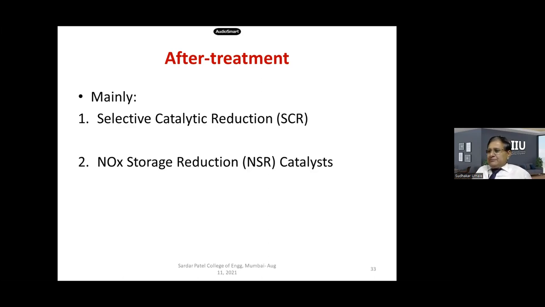Second, after treatment devices for diesel engines are divided into two groups. One is diesel catalyst, second is DPF. Diesel engine catalyst is again divided into two groups. One is oxidation catalyst, second is lean deNOx catalyst. Design of after treatment devices depends on the exhaust gas composition, because we have to find out what the exhaust composition is. That is CO, CO2, NOx, sulfur dioxide, SOx, like that, and the engine duty cycle.